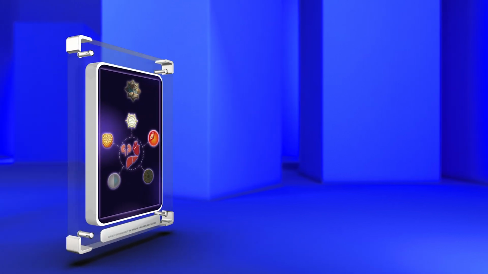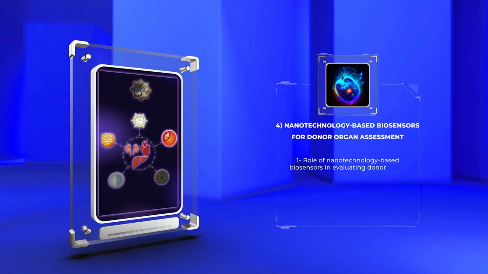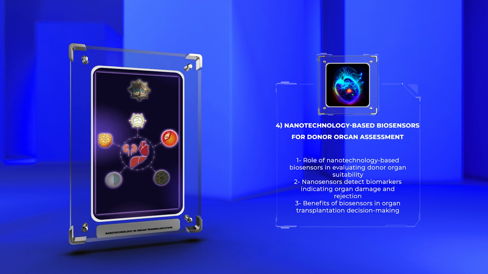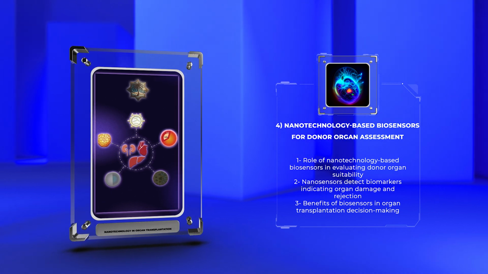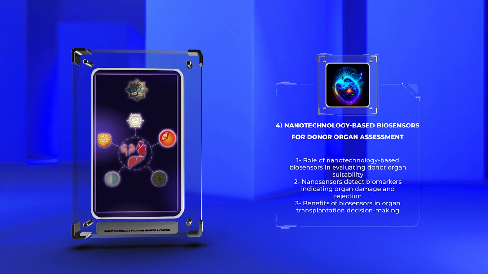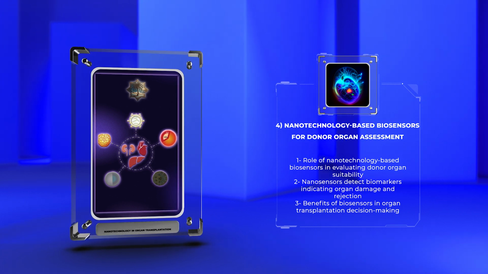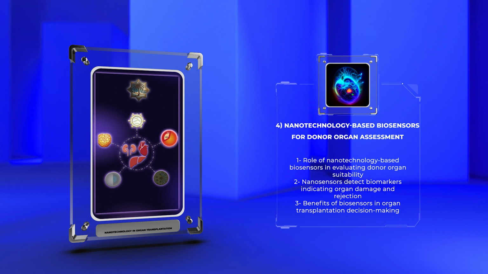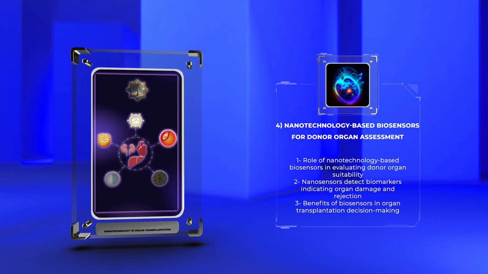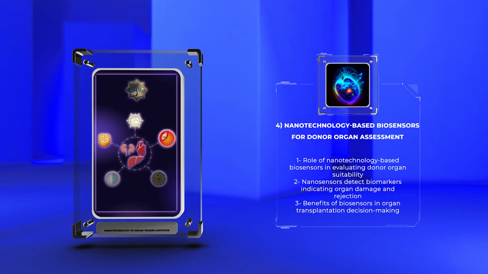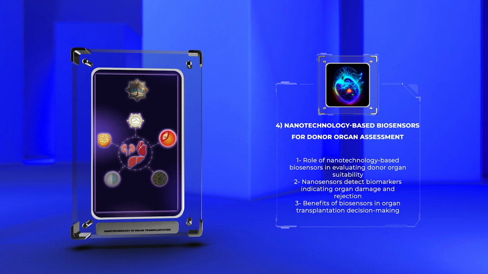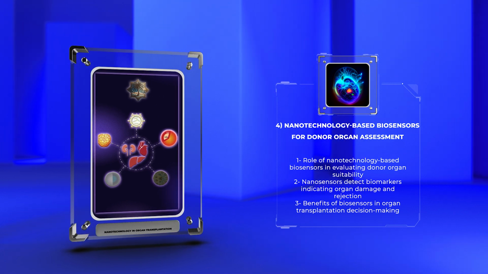Assessing the viability and quality of donor organs is crucial for successful transplantation. In this section, we will explore the role of nanotechnology-based biosensors in evaluating donor organ suitability. Nanosensors equipped with specific recognition elements can detect biomarkers indicating organ damage, ischemia-reperfusion injury, and tissue rejection. We will discuss the potential benefits of these biosensors in facilitating informed decision-making regarding organ transplantation.